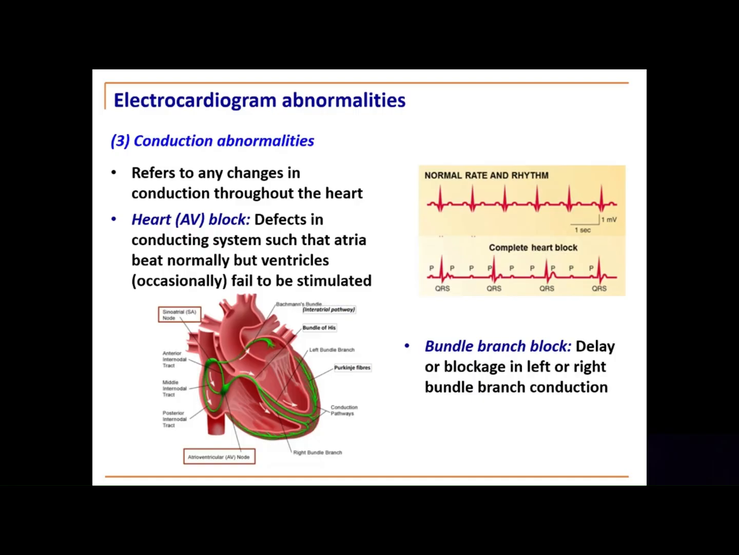And that can be a sign. If you see a widened QRS complex, it suggests that conduction through the ventricle is going slower, so there may be a block somewhere in that pathway.